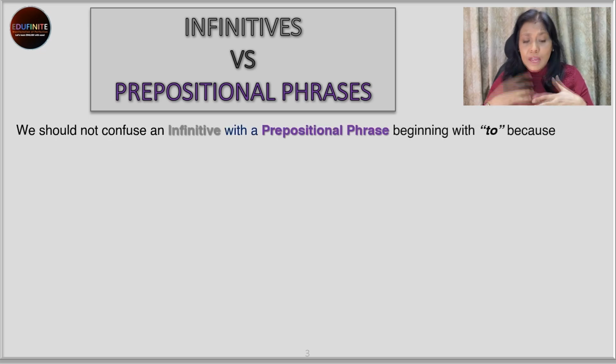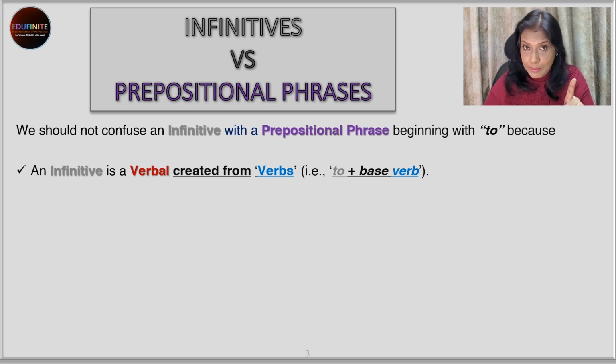Now, sometimes we get confused between an infinitive and a prepositional phrase beginning with to. So, to jump. Again, a prepositional phrase with to. So, how do we identify whether it's an infinitive or whether it's a prepositional phrase? Well, it's very easy. Just a second. An infinitive is a verbal created from verbs. So that's the important point. That is to plus base verb.